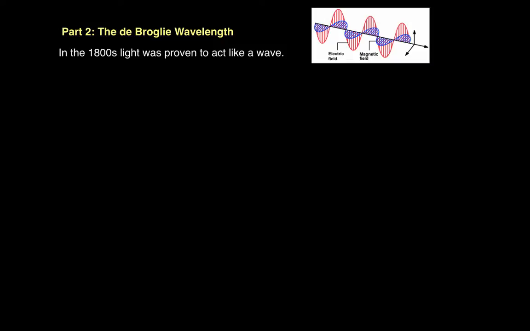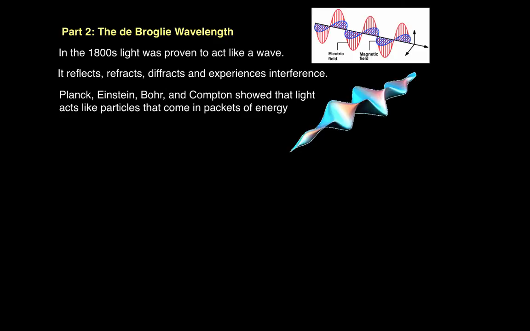Part 2. The de Broglie wavelength. In the 1800s, light was proven to act like a wave. It reflects, refracts, diffracts, and experiences interference. Planck, Einstein, Bohr, and Compton showed that light acts like particles that come in packets of energy. E equals hf is the energy of a photon, and it has momentum equal to h over wavelength. Light has wave-particle duality.